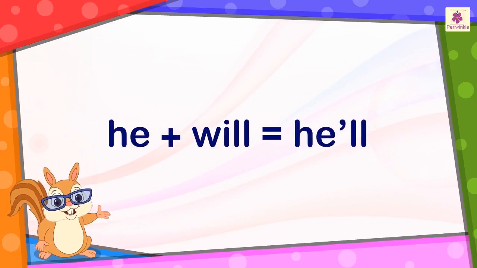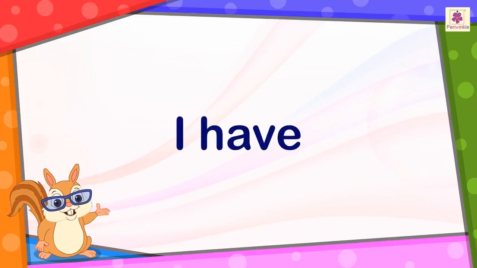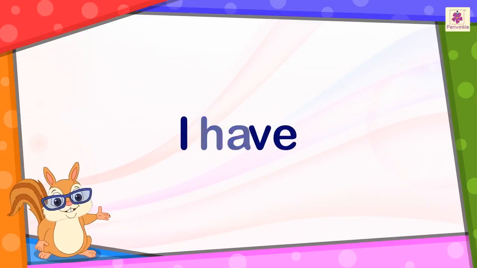We leave out some sounds or letters in a contraction, such as in he will, W and I of will are removed. An apostrophe is a punctuation mark used in contractions. For example, I have, I've.